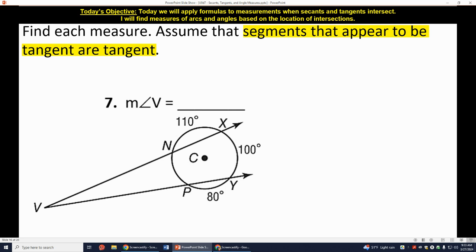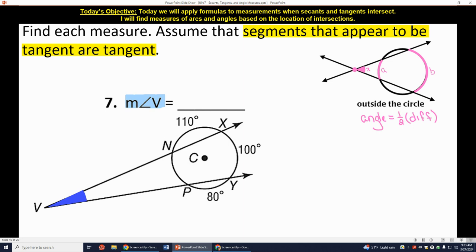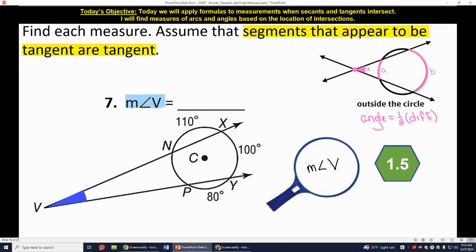Number 7, I'm trying to find the measure of angle V, which is outside the circle. You have 1.5 minutes to find the measure of angle V.